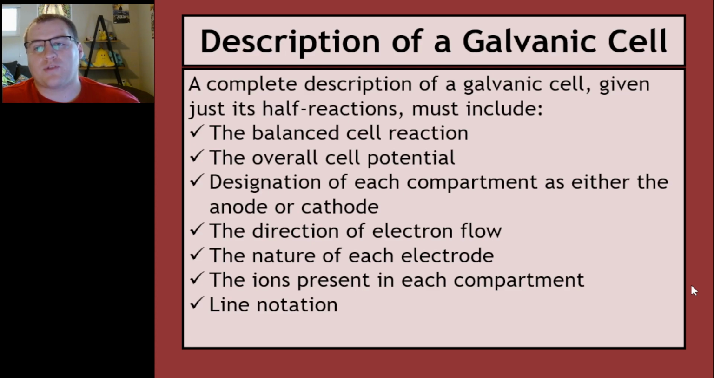So the description of a galvanic cell includes all these things I was just mentioning. I know it's a lot of words without writing them all down, which can be tricky, but this is definitely something we're covering in class. Okay, you include the balanced cell reaction, the overall cell potential, designation of each compartment as the anode or cathode, the direction of the electron flow, the nature of each electrode, meaning is it positive or negative, the ions present in each compartment, and the line notation are all things that can be used to describe a galvanic cell.